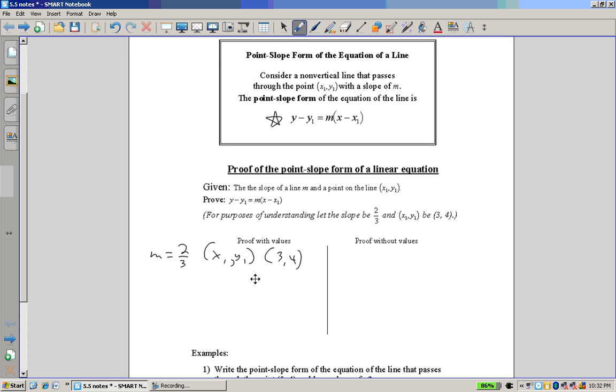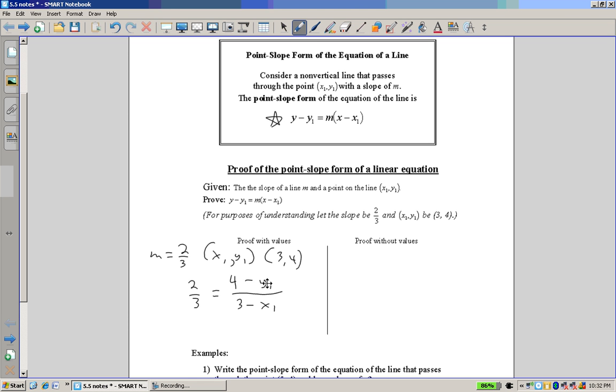Well, what we're going to do is this. We're going to take the traditional form of the slope, which is y sub 2 minus y sub 1 divided by x sub 2 minus x sub 1, and that's going to give me the slope. Now, in this case, I don't want the slope. I already know what the slope is. It's 2/3. So how exactly do I use this?